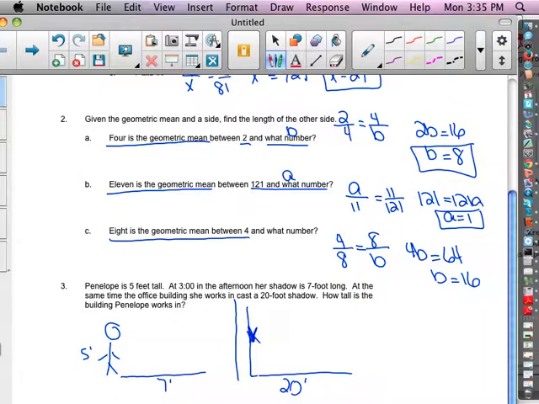So remember, Penelope's height is to the height of the building as her shadow is to the building's shadow. So 7x is equal to 100. x is equal to 100 divided by 7, which is about 14.3 feet. Remember, you have to take 12 times 0.3, so it's about 14 feet, 3.6 inches.